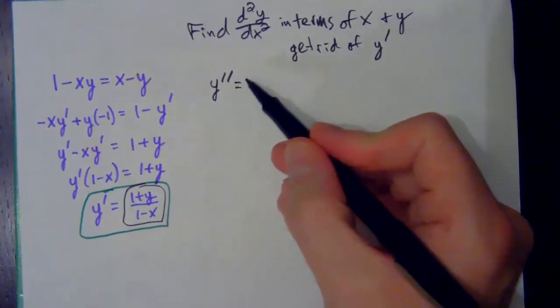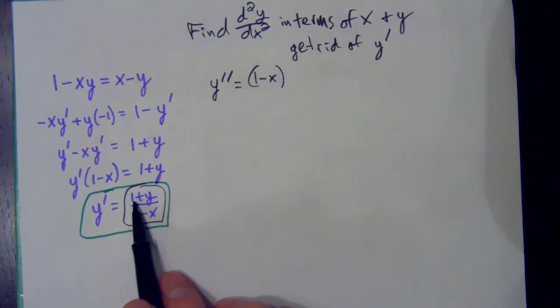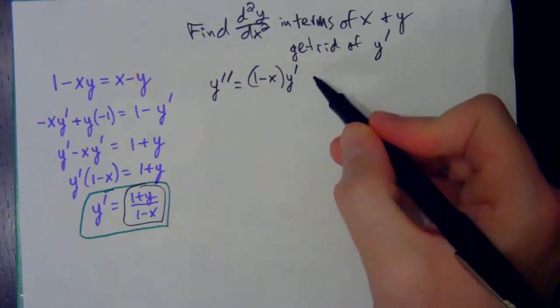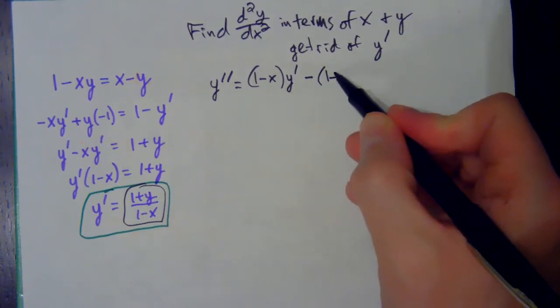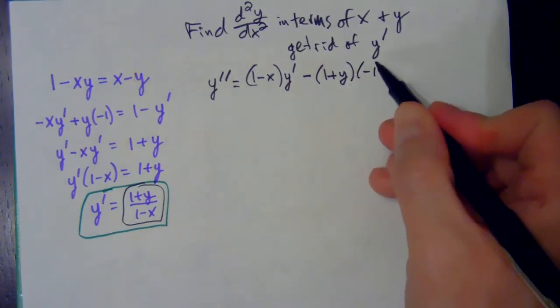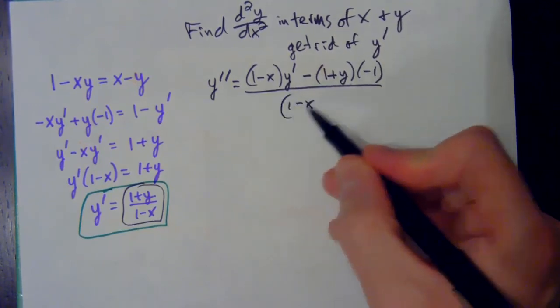We're going to go denominator times the derivative of the numerator. The derivative of that is 0. The derivative of y is y prime. And then we're going to go minus the numerator, just write that down, times the derivative of the denominator, which is a -1, all over the denominator squared.